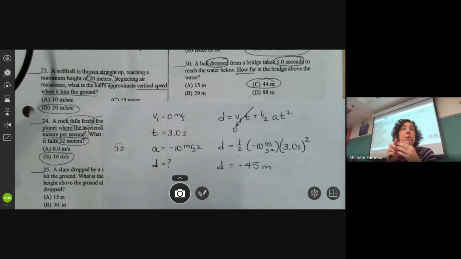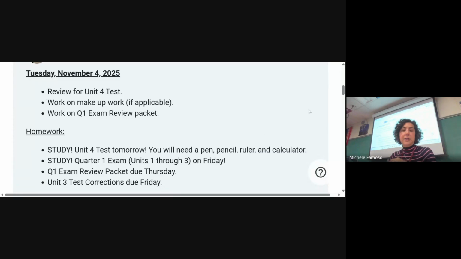All right, so at this point, that means you're ready for tomorrow's test. Pen, pencil, ruler, calculator. Okay. Let's look at what you have to be working on here to get you ready for tomorrow and the big test at the end of the week on units 1 through 3. There's no additional written homework this week except finishing your quarter exam review packet. So the rest of your double period today is to work on finishing that packet.